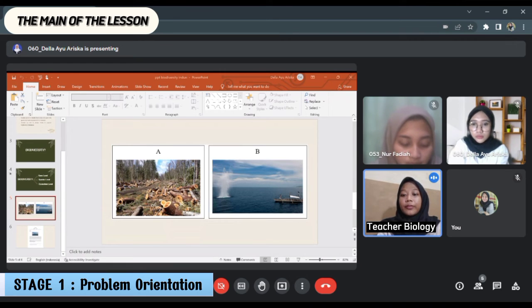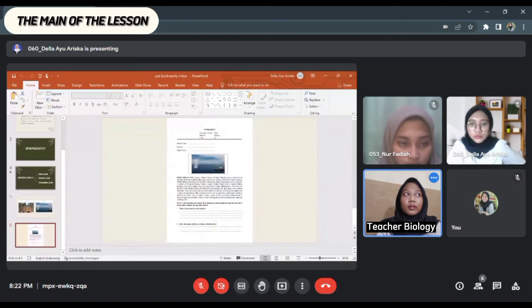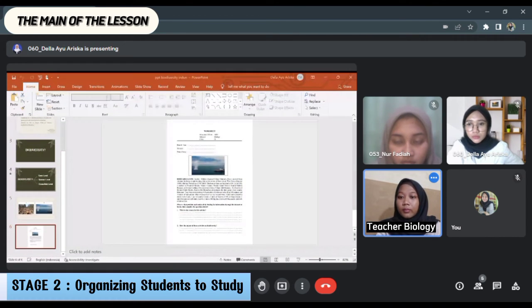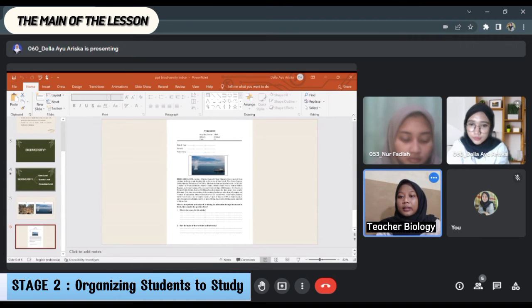Now, let's move to the worksheet. So guys, please make a group with 5 members and have an experiment and discussion with the group to complete the worksheet. Do you all understand? Yes, ma'am. Okay. The next thing you need to do is follow the instructions according to what is presented in the worksheet. Any questions? No, ma'am, it's clear.